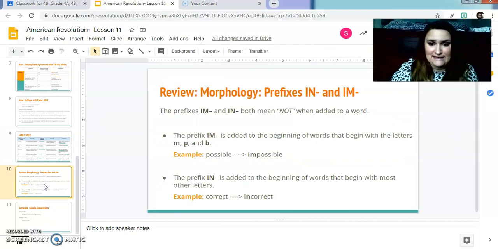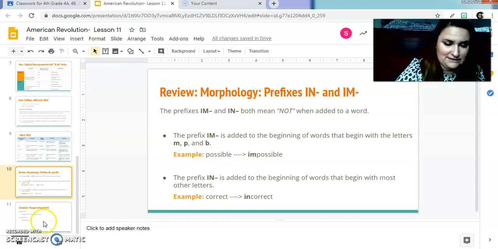Reviewing, prefix in and im. Remember, if you add im or in on the beginning of a word, it means not. The prefix im is added to the beginning of words beginning with the letters M, P, and B. But anything else, you will add in to the beginning of words. So remember, possible, impossible, correct, incorrect. And remember, again, the im only goes on words that are spelled a certain way.